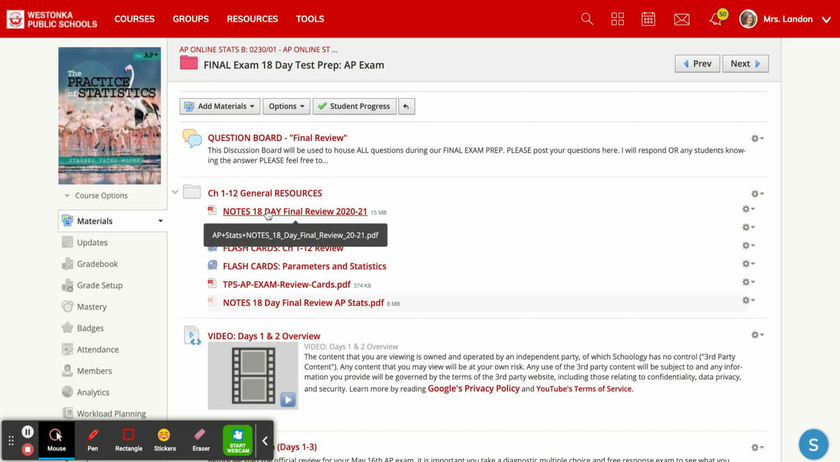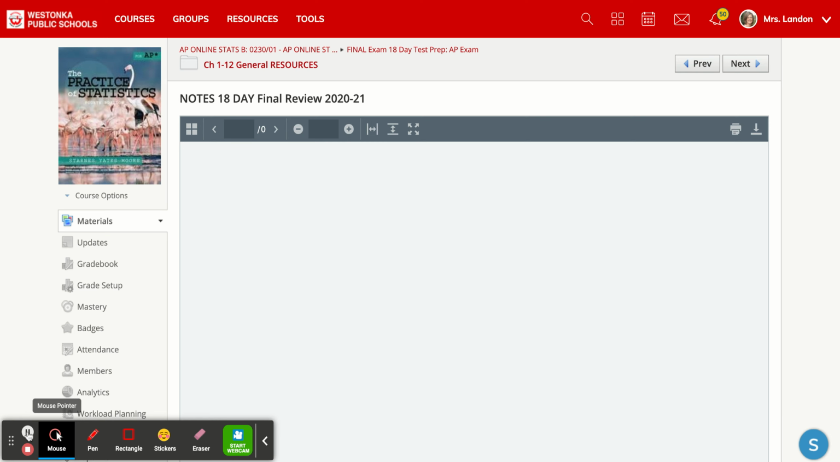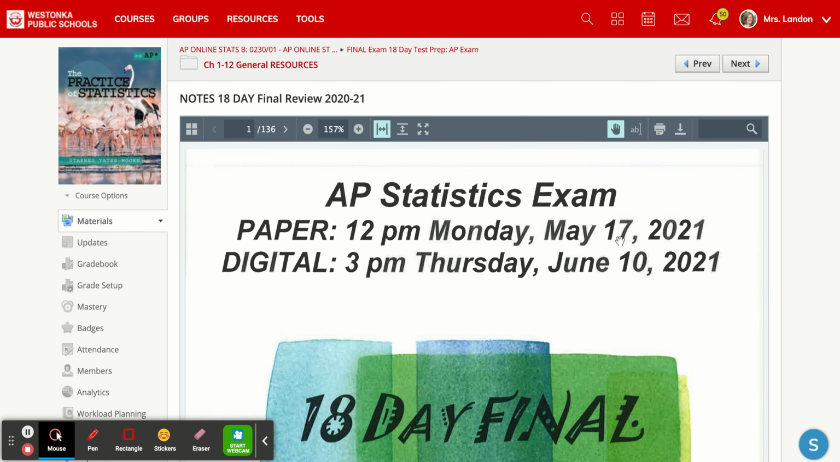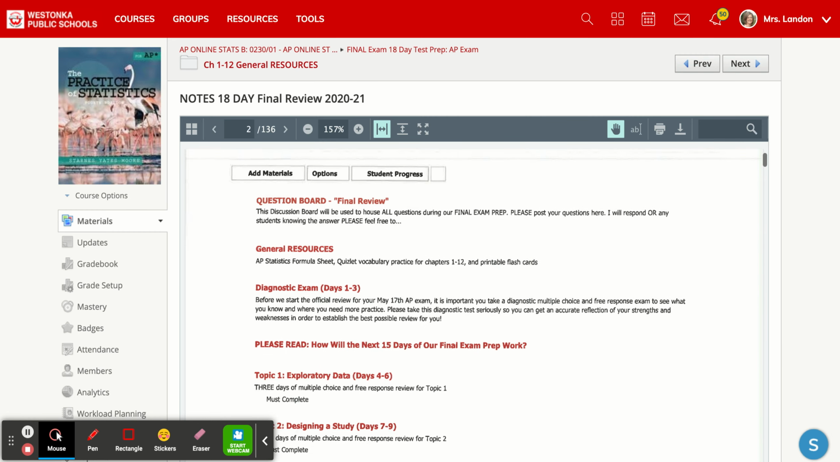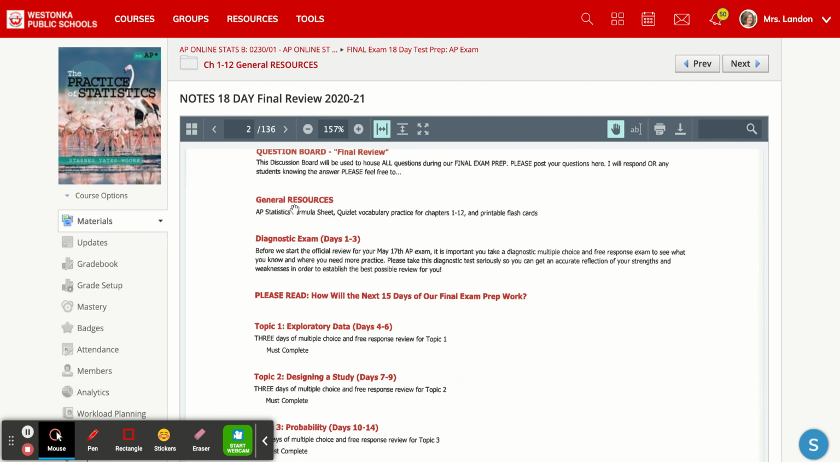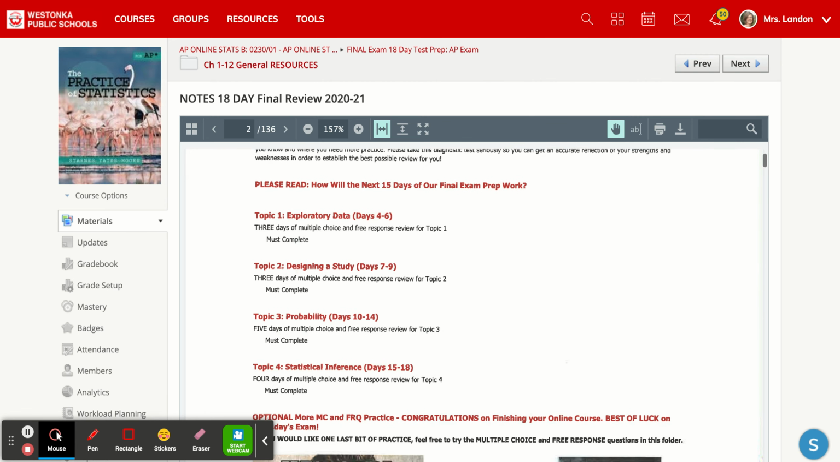Let's actually look at the packet, and I want to talk again about what this packet is going to cover: the formula sheet, and the day one and day two of your diagnostic focus. Just a quick reminder on the days: if you're paper versus digital for when your testing is, make note of that and put it in your calendar. I already talked about the question board and general resources. What I want to focus on is right here, the topics.